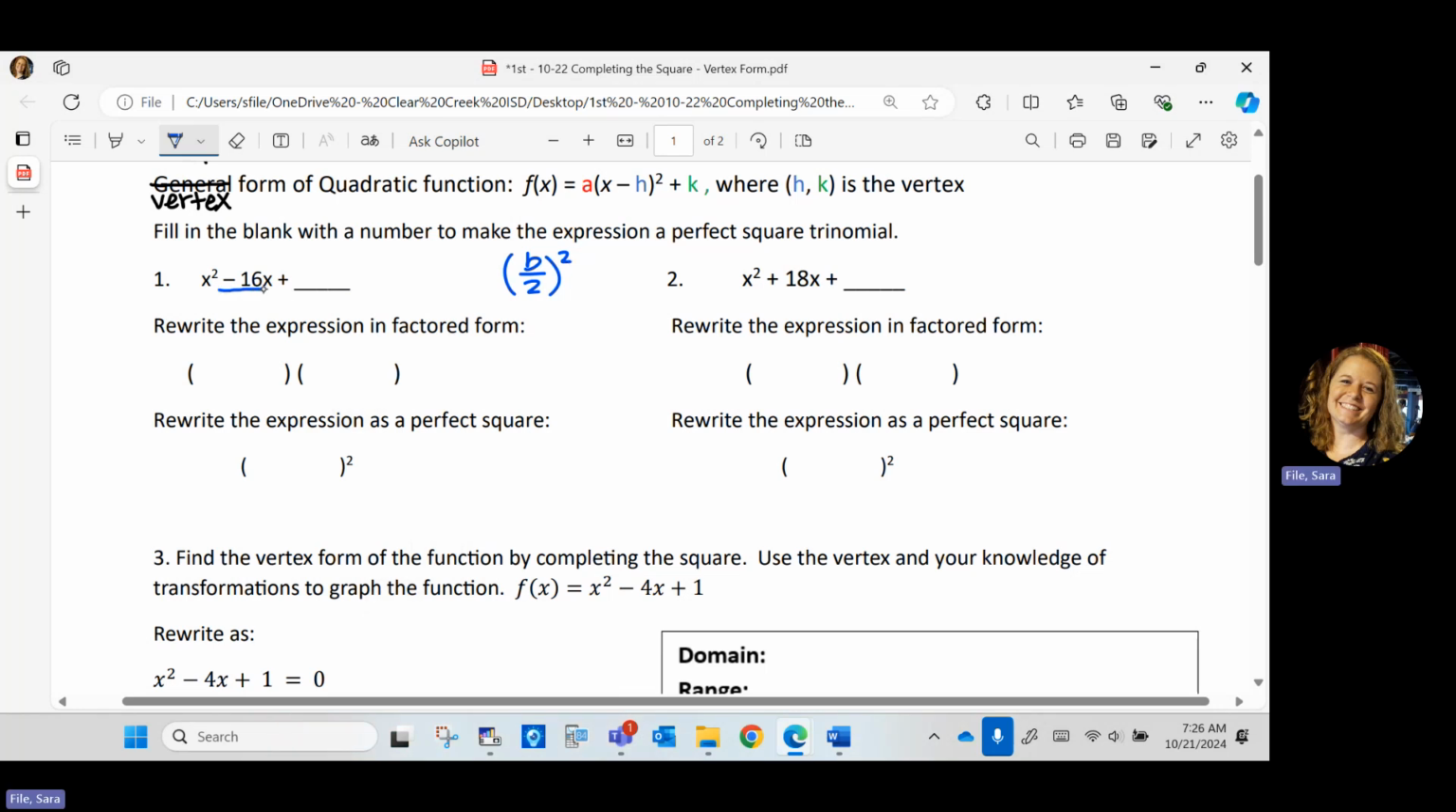Negative 16. Okay, so I'm going to do negative 16 divided by 2 and square it. So that's negative 8 squared. I don't know why I started to write 16. All right, which is 64.